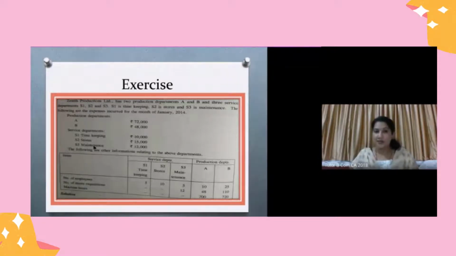Now look at this case, S3. In the case of S3, it is the maintenance department. You can see that it is not shared between S1, S2 and S3.